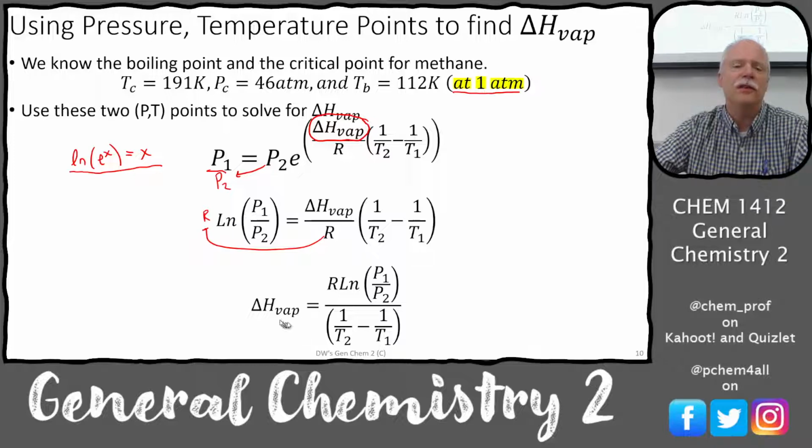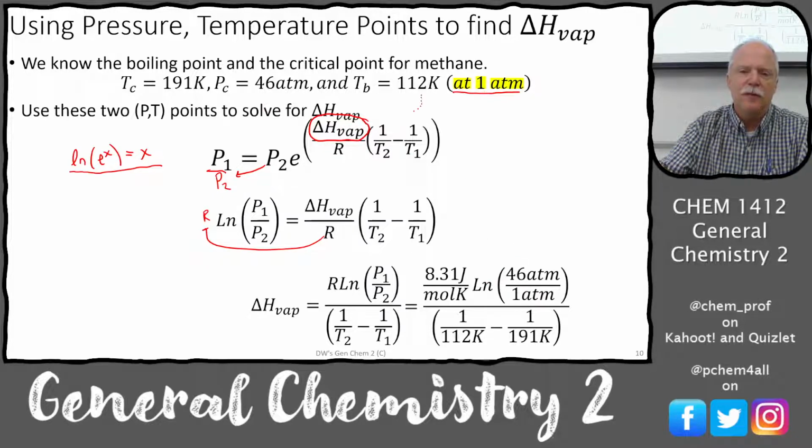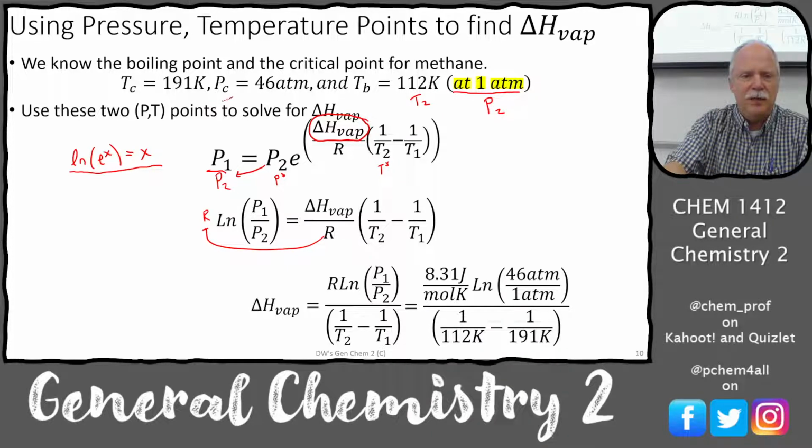So if you know you're solving for a delta H because you have P and T pairs, then you can use this equation. So let's put in all the numbers. 8.31 joules per mole Kelvin is the R. Natural log. Okay, let's figure out what our P2s and P1s are. Notice how this T2 is really in that position of the T star, and the P2 is in the position of P star. Let's go ahead and make that our boiling point. So this is T2 and P2, and that means this is P1 and T1.